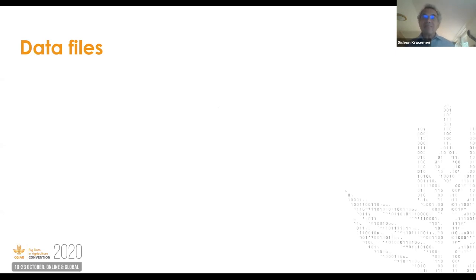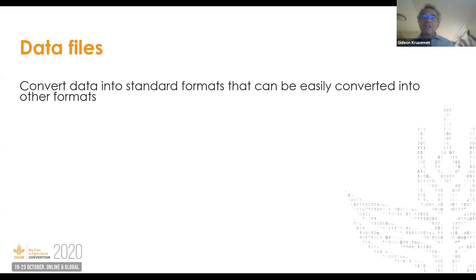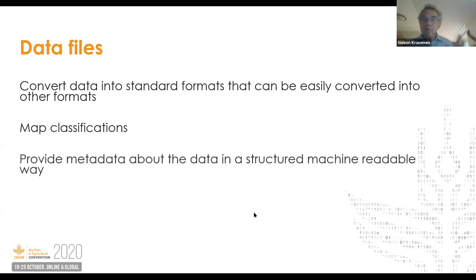So we have the data files. And we need to convert the data into standard formats that can be easily converted into other formats, something like a CSV file, for instance, or a GDX file, a data file which is easily transformable. We need to map the different classifications that we have. For instance, the different classifications for countries, mapping the FAO countries to the World Bank countries in this case. And in other examples, it would be a different kind of classification that we would want to map.